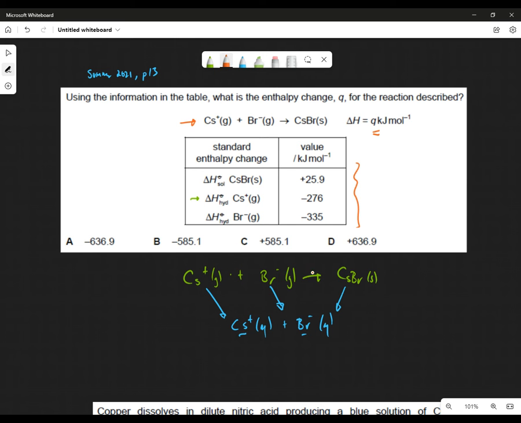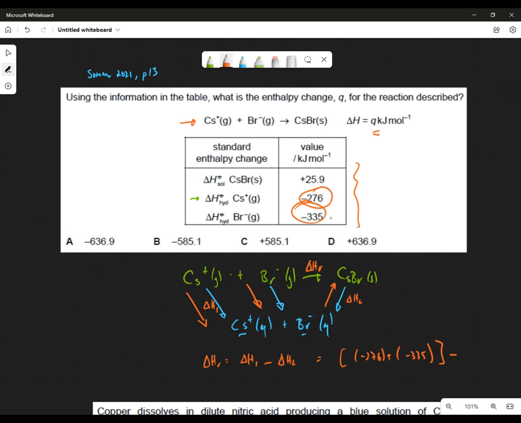Let me see. This is the one I want, delta H reaction. I'm going to call this delta H1 and this delta H2. Delta H reaction is down here and then up here. So it is delta H1 minus delta H2. Delta H1 is the hydration of the cesium, which is this number. So this is minus 276 plus the hydration of the bromide, which is minus 335. All of that is delta H1. All of that is this.